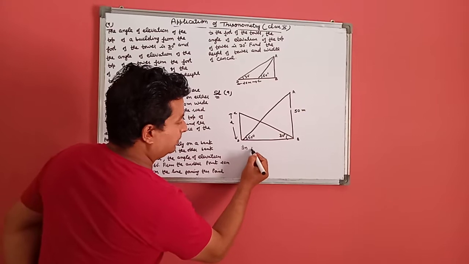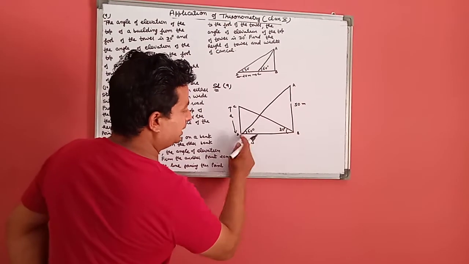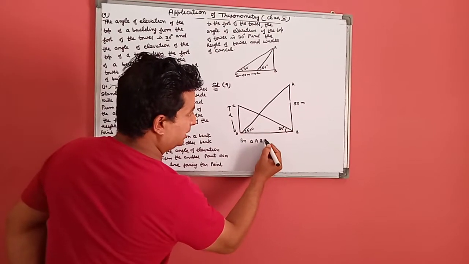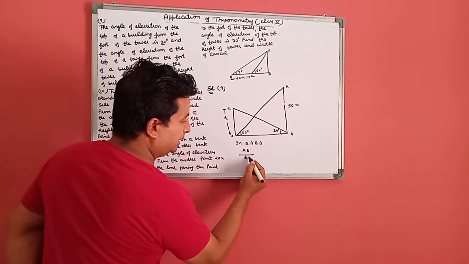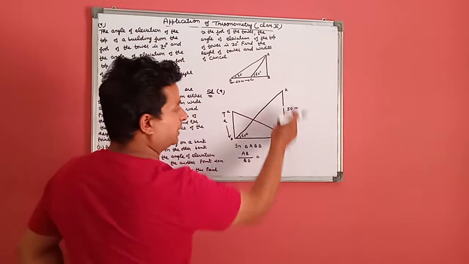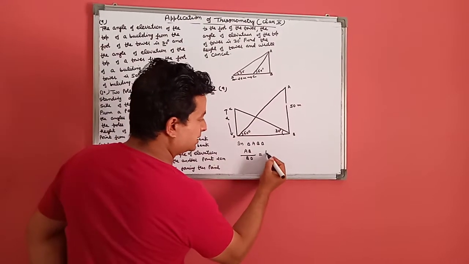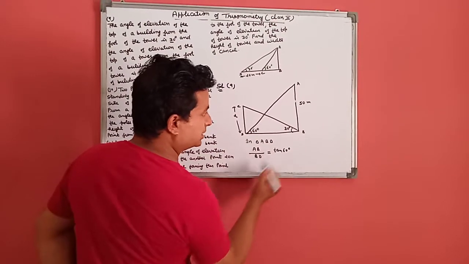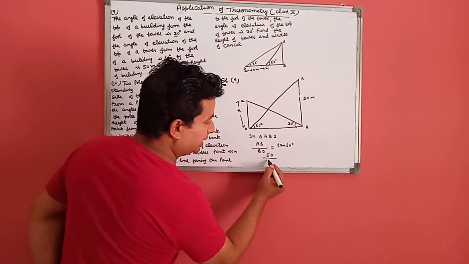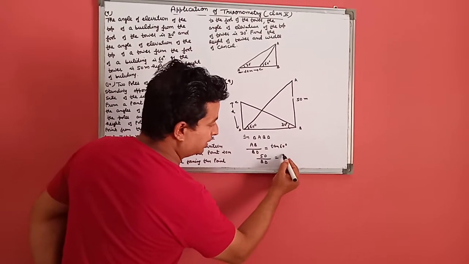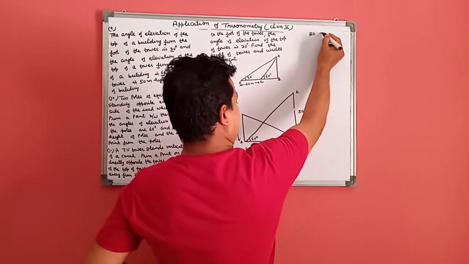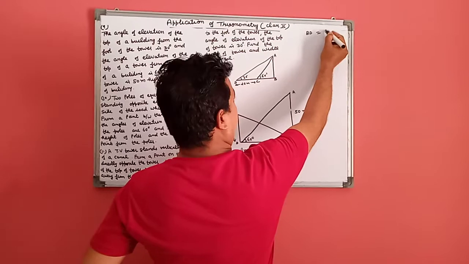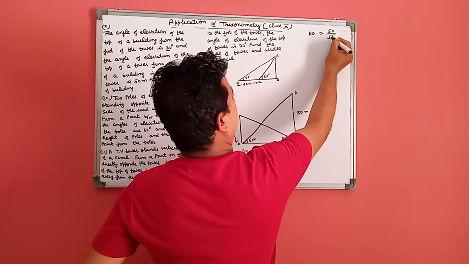In triangle ABD, AB is perpendicular, BD is base. Perpendicular over base, this is equal to tan of 60 degree. AB is 50, BD is required, tan 60 is under root 3. So BD is equal to 50 upon under root 3 meter.